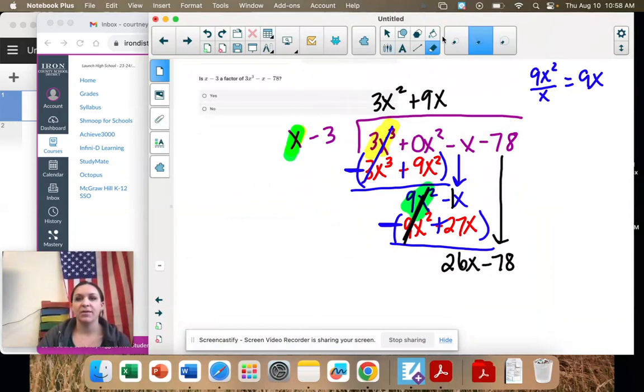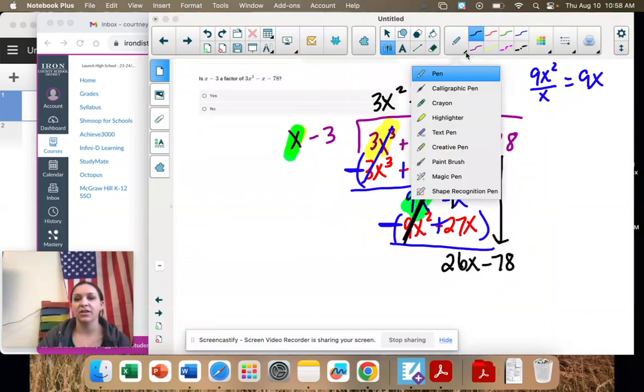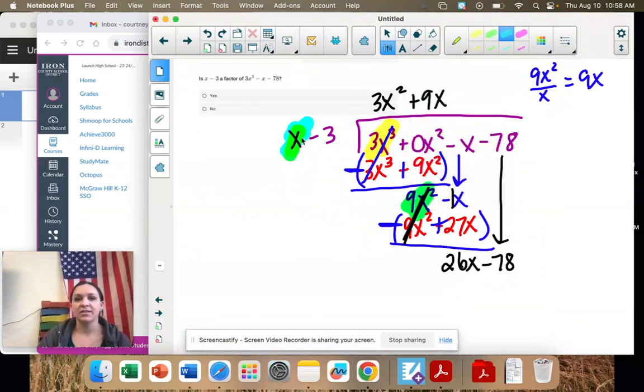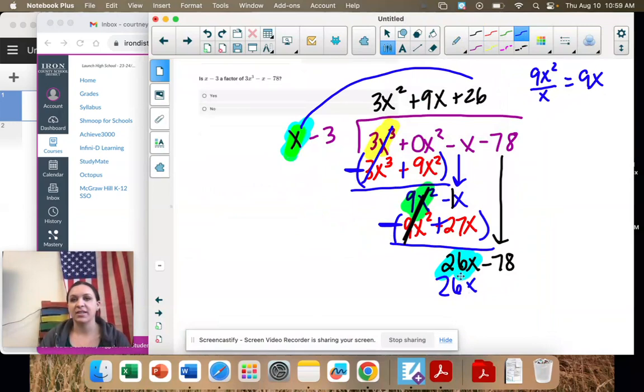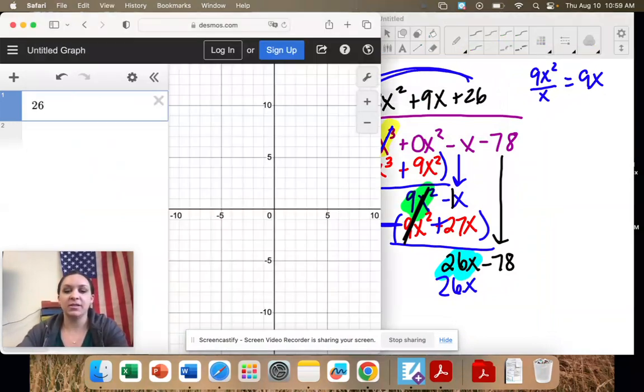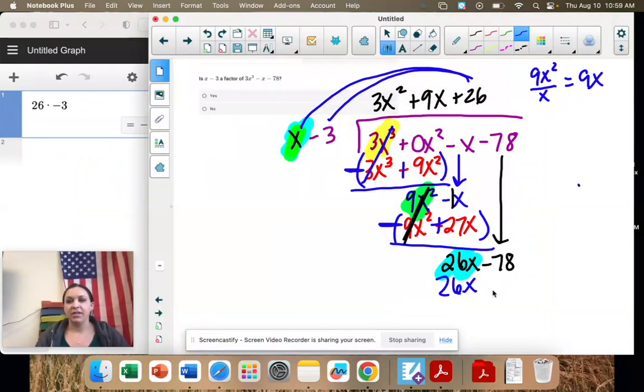Okay, one more time. We're focusing on x and 26x. And the last one's the easiest. x times what is 26x? 26. 26 times x is 26x. 26 times negative 3 is negative 78. Oh, perfect. So when we subtract these, that's going to become positive.